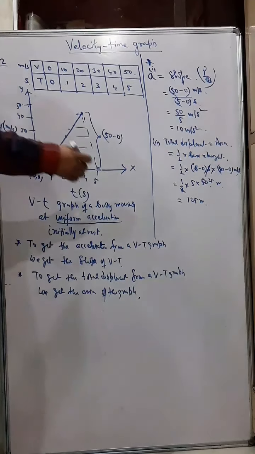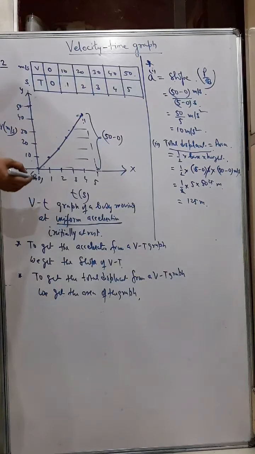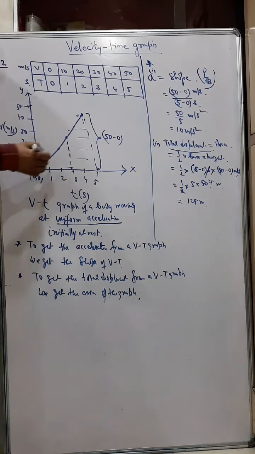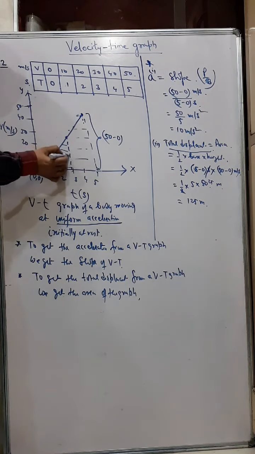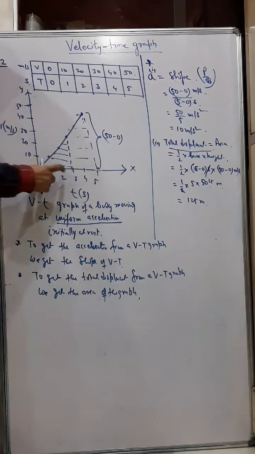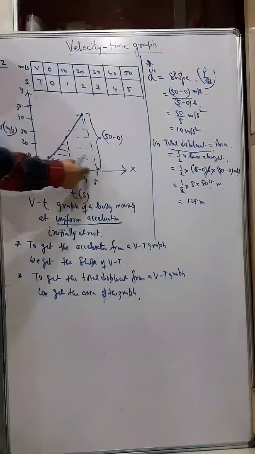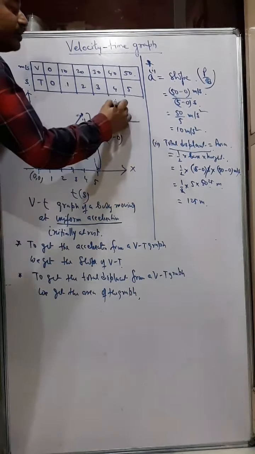Okay. Now they told us to find the total displacement. They may also tell us to find the displacement after 3 seconds. Then I will get the area of this part. So half into base into height, and I get the displacement. In this case it is a triangle. Now sometimes it can come in the form of a rectangle.